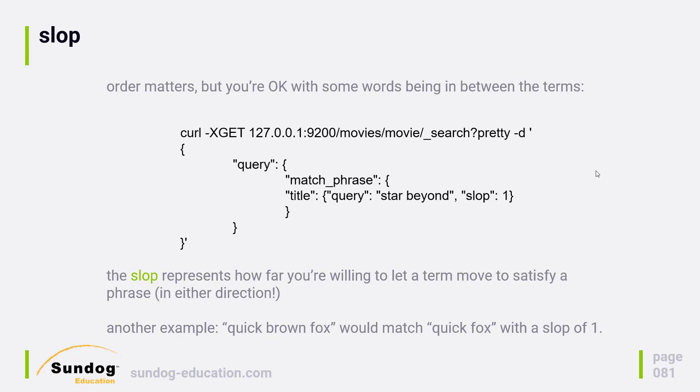So if you want a little bit of slop, for lack of a better word, where you can have different words within your phrase, the slop value can let you do that. It can also let you allow reversal of a phrase. So Star Beyond would actually match Beyond Star if the slop were set to 1. Sometimes that can come in handy.